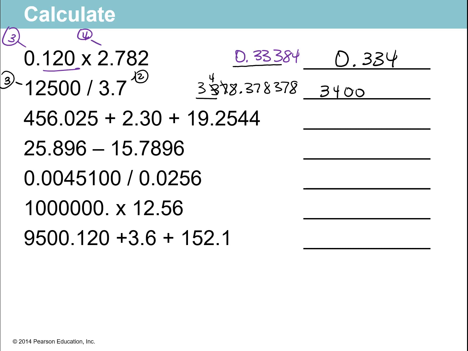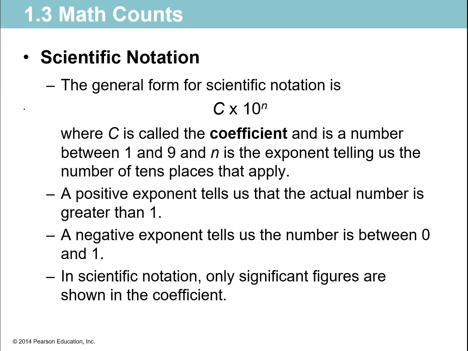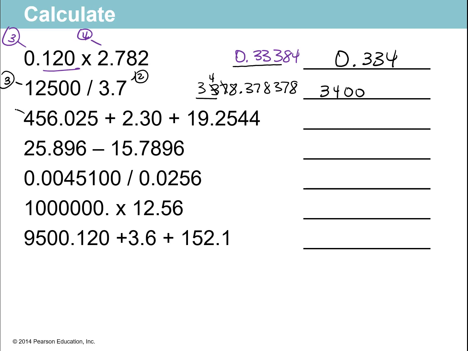Now, what do I do with this one? So first, 456.025, how many significant figures? 6, all of them. 2.30, 3. 19.2544, 6. Okay, just practicing significant figures. Everybody sees those. But addition and subtraction, you don't care about significant figures. Addition and subtraction, first do the math. 256.025 plus 2.3 plus 19.2544. And I got 477.5794.